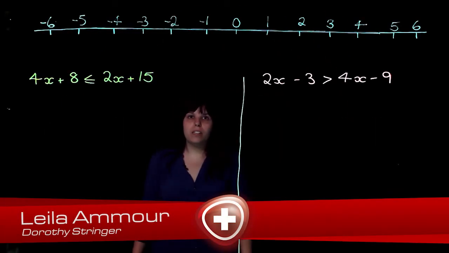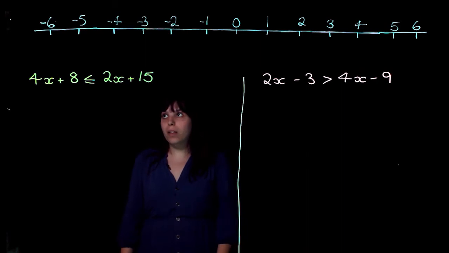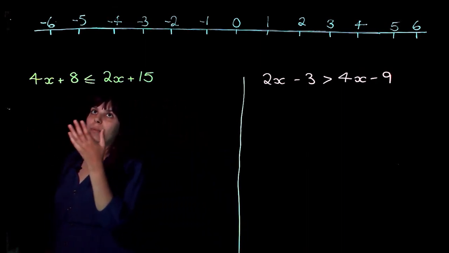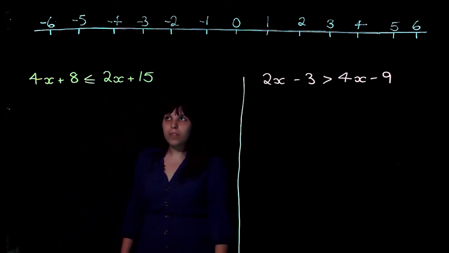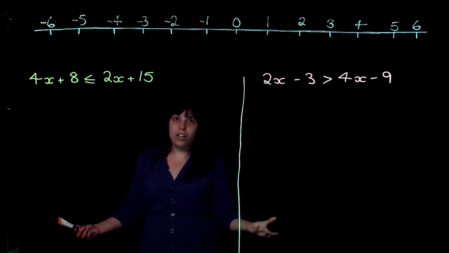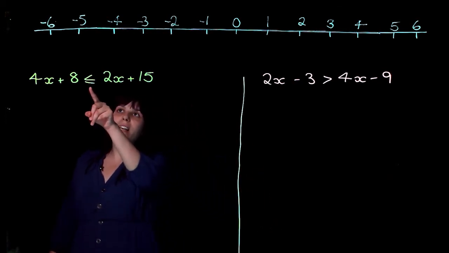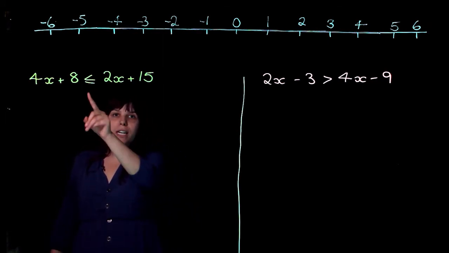In this video, we're going to be solving linear inequalities and we're going to be putting solutions onto the number line. So in our first example, we have 4x plus 8, which is less than or equal to 2x plus 15. So all we have to do, and this is really important but really simple as well, is pretend that's an equal sign. That inequality, less than or equal to, pretend it's an equal sign.